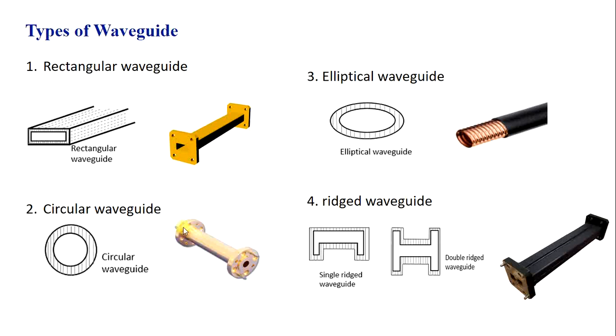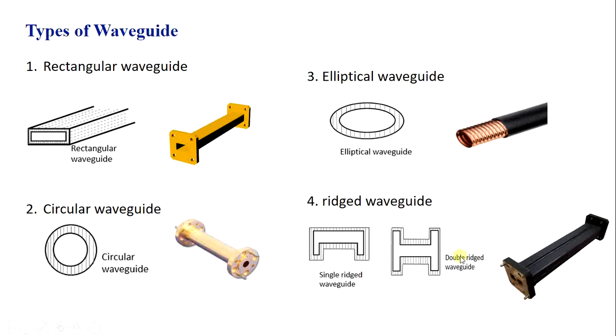And the last category is the ridged waveguides. Ridging is a convenient method to reduce the dimension of the waveguide. It increases the critical wavelength and reduces the phase velocity. But the drawbacks of ridging are increased attenuation, reduced power handling capacity and increased distortion.